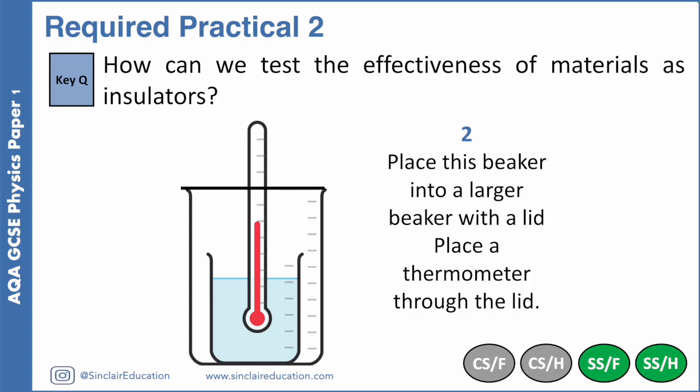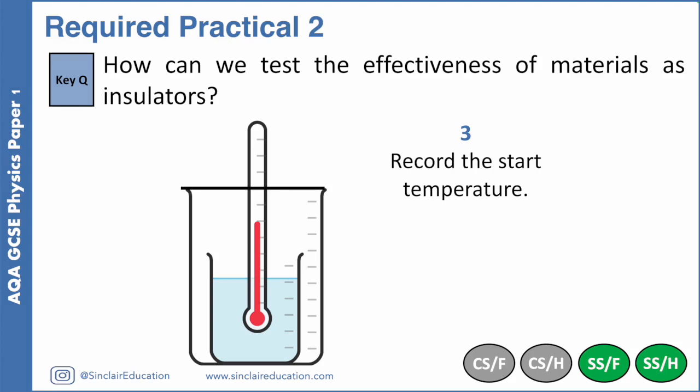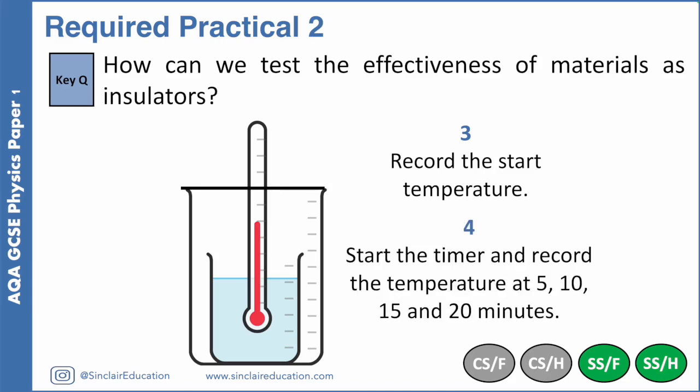the rest of that cavity with the insulated material. Alternatively, you could just wrap a layer around a beaker and fasten it in place with an elastic band. But what we do want is a lid on this to reduce our energy transfers, and we want a thermometer placed through the hole of that lid. Similar to our specific heat capacity, we're now going to record our start temperature and we'll leave this for a fixed period of time. So you might, for example, wait 5, 10, 15, 20 minutes.